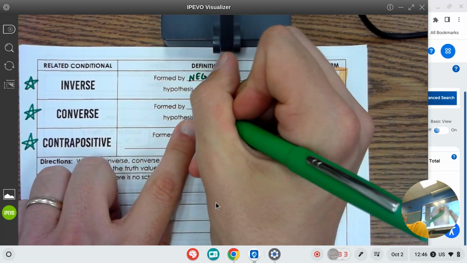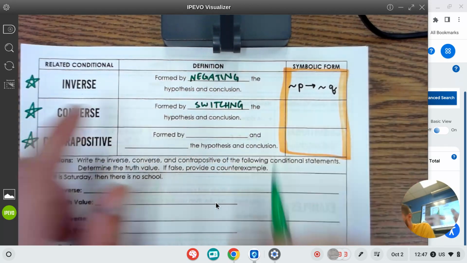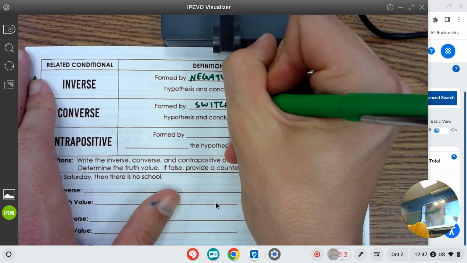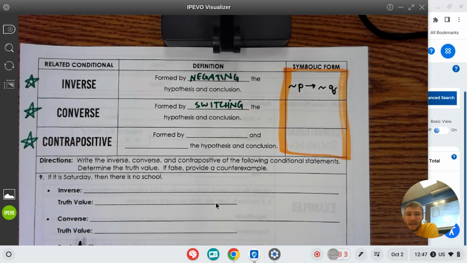Converse is formed by switching. I forgot an I in there. My handwriting and spelling and everything today has just been a joke, to be honest. Whatever, I'm just going to put a dot. Is formed by switching the hypothesis and conclusion.